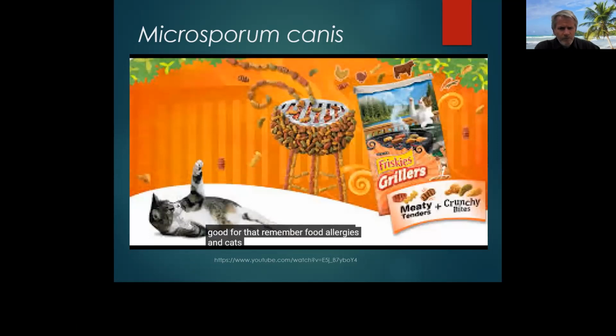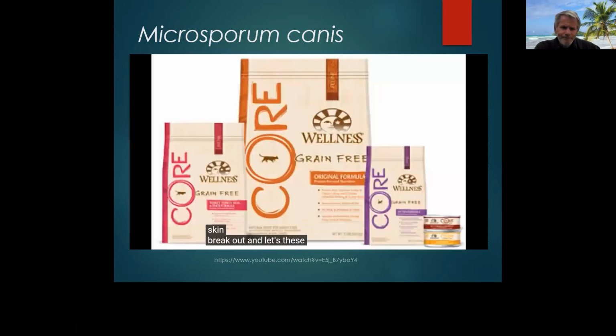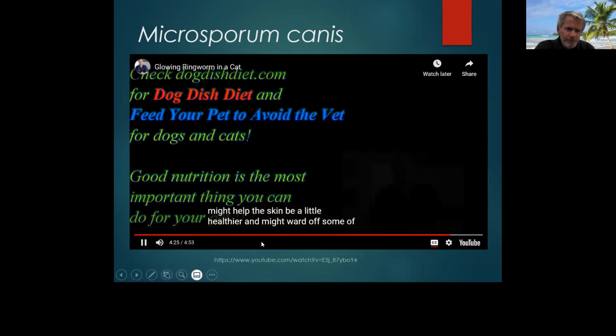Remember, food allergies in cats, like wheat allergies, can cause cats to have all these ringworm and mite infections because the wheat makes the skin break out and lets these get in. Better cat foods with no grain and more oils might help the skin be a little healthier and might ward off some of these infections.